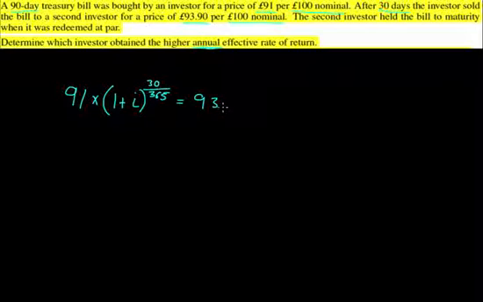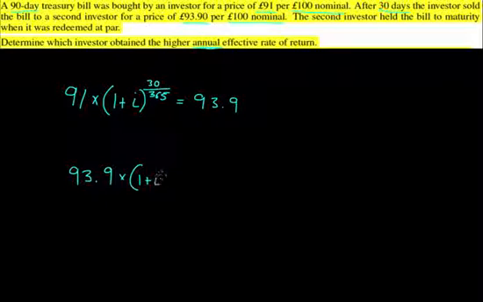Okay, so let's have a look and see what was going on. Now, this is a 90-day treasury bill, so just so we know. Alright, so the first guy bought it at £91 and he times it by 1 plus some interest rate. And we're looking at annual, so we don't need to care about that 90 bit actually. And he held it for 30 out of 365 days, and then that became £93.9. Whereas the other guy, the second investor, he spent 93.9.